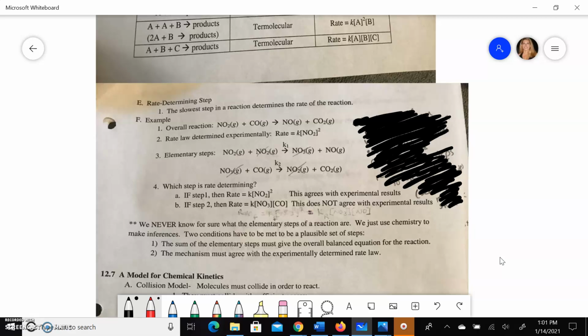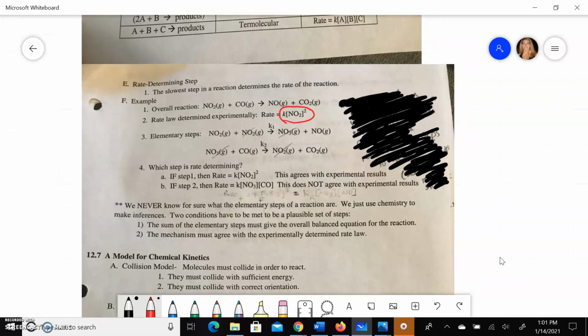And here's an example in letter F. So you have this overall reaction. They determined that this is the rate law right here. And they came up with these two elementary steps. So if you're trying to prove whether or not these elementary steps are plausible, meaning they could actually be elementary steps, the first thing you want to do is see if they add up to give the total.